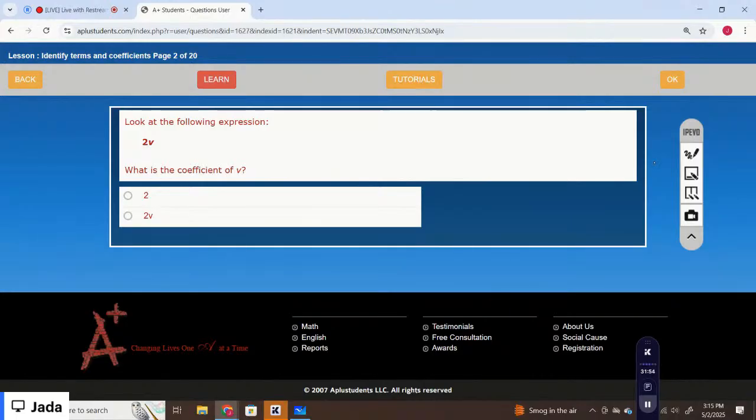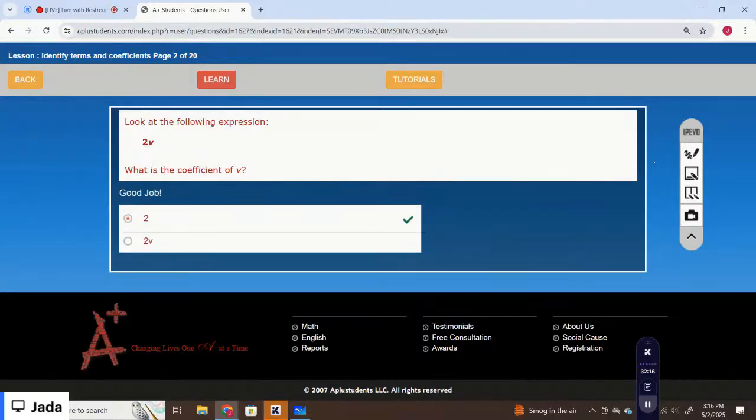Look at the following expression: 2v. What is the coefficient of v? 2v, what is the coefficient of v? The coefficient of v is 2. Option number 1 is the correct option.